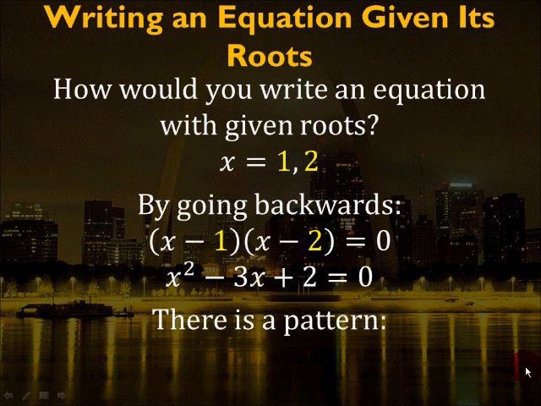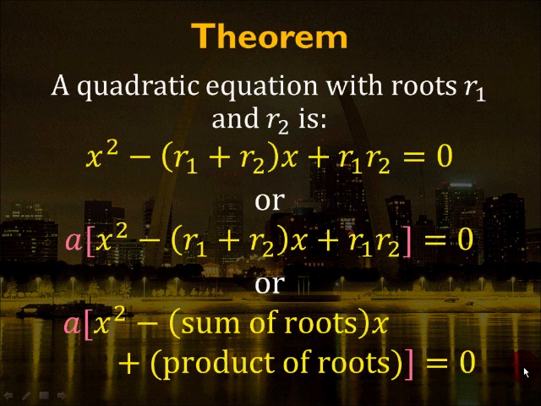So there's a pattern here that you will recognize, and it's encompassed in this theorem. A quadratic equation with roots r1 and r2 is this: x squared minus the quantity r1 plus r2 times x plus r1 times r2 equals 0. Or it's going to be some factor a. You can multiply this by any constant number and you're going to get the same roots. So essentially what you're doing is a times the quantity x squared minus the sum of the roots, r1 plus r2, times x plus the product of the roots, r1 times r2. And if you go back to the first example, you will see how that works.